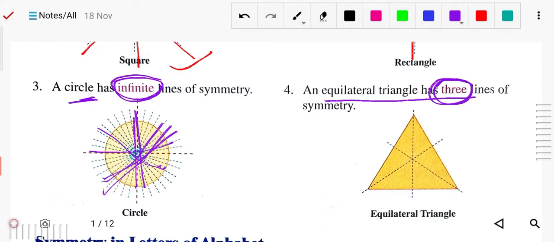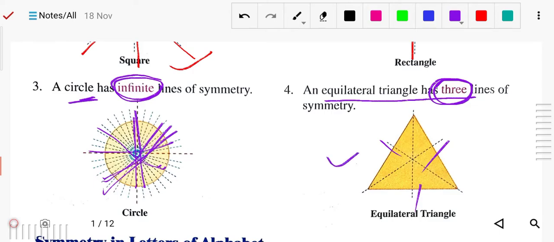Got it? In the case of an equilateral triangle, you know what an equilateral triangle is? Equilateral triangles are those whose all sides are equal, and this type of triangle is called an equilateral triangle. And also one thing you should know: however many equal sides there are, that many symmetrical lines will be there.